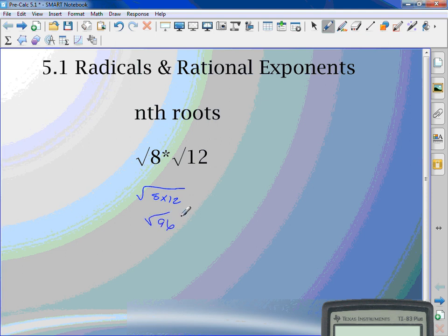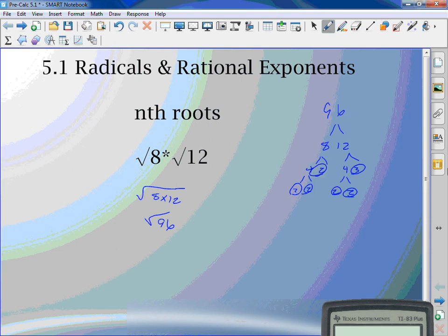Do you know the square root of 96 off the top of your head? No. I'm going to try to factor it. 96. What can it be broken apart into? 12 and 8. What does 8 mean? 4 and 2. 2 is prime. 12 means 4 and 3. 3 is prime. And 4 for both of them is 2 and 2.